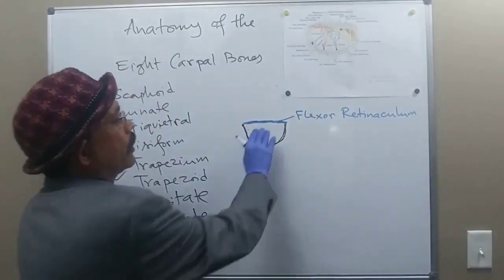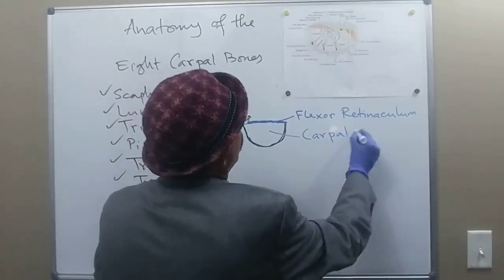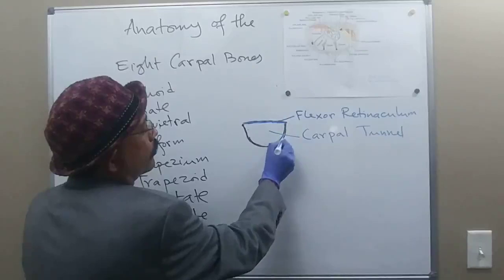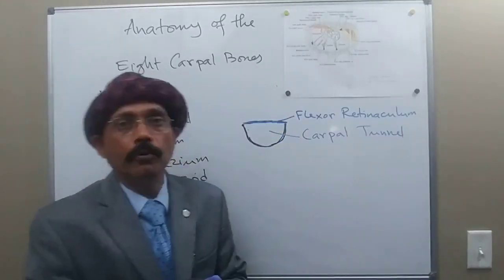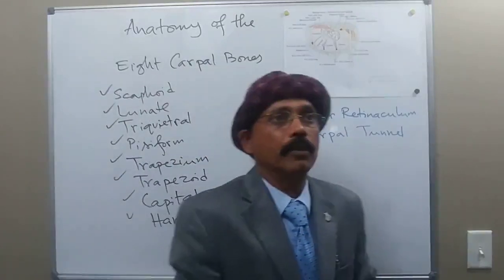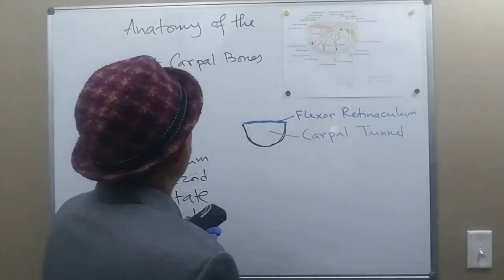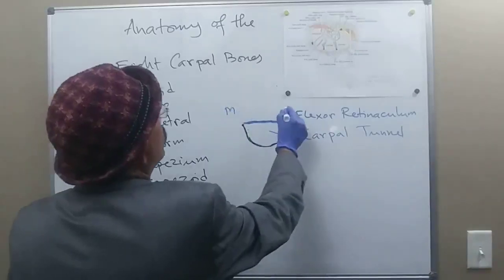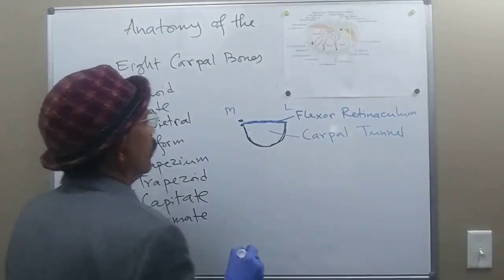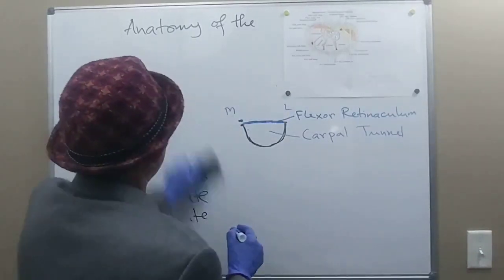So this is the tunnel, we call it the carpal tunnel. These are the carpal bones here. We have carpal bones in 2 rows, and in each row we have 4 carpal bones. Now the attachment of the flexor retinaculum: medially, the pisiform bone and the hook of the hamate. If this is medial and this is lateral, the attachment medially is to the pisiform bone.